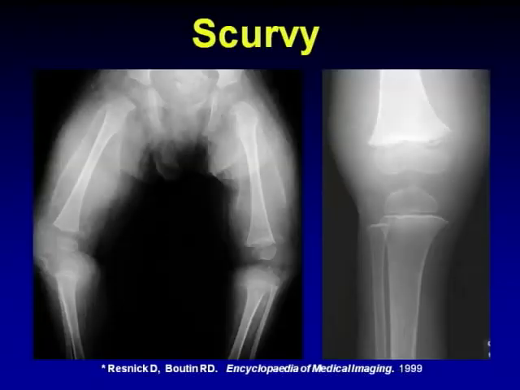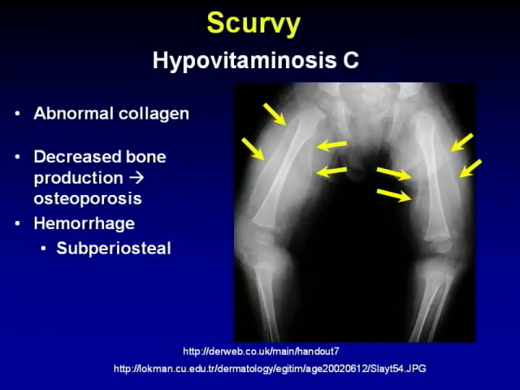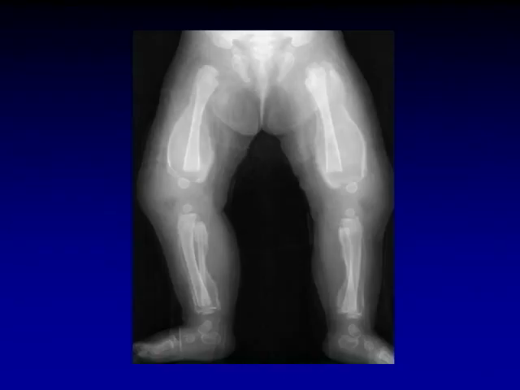Last unknown case, scurvy. Scurvy, or hypovitaminosis C, results in abnormal collagen with decreased bone production and osteoporosis, as well as hemorrhage. Commonly, this hemorrhage is subperiosteal, and in kids who have a loosely attached periosteum, there can be this very dramatic uplifting of the periosteum like we see in these cases.